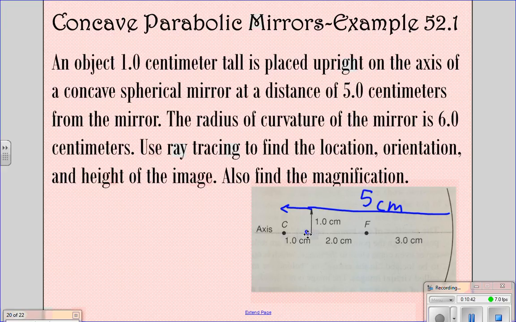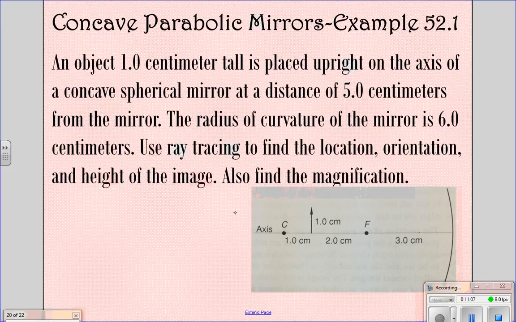So we're looking for the location, orientation, and height of the image. And then we want to find the magnification. All right, so we're going to have to use this picture. So you should go ahead and draw it on your paper so that we can figure out the location, orientation, and height, and the magnification. This, you can actually just do a straight line. You don't have to do a curve unless you just want to.